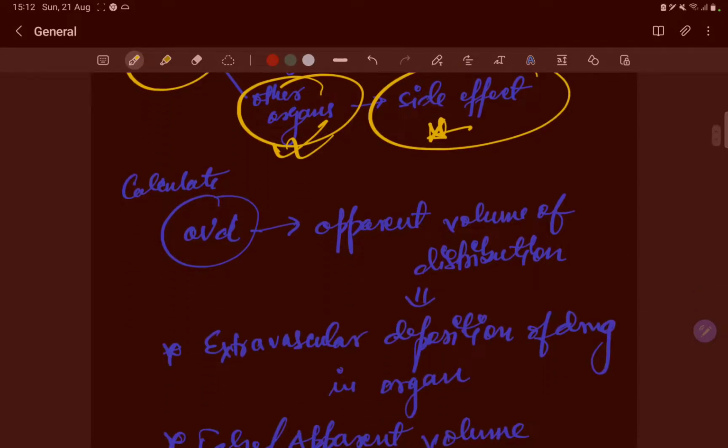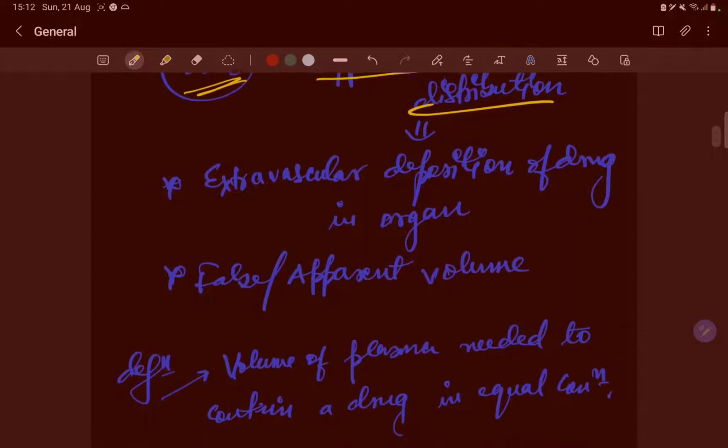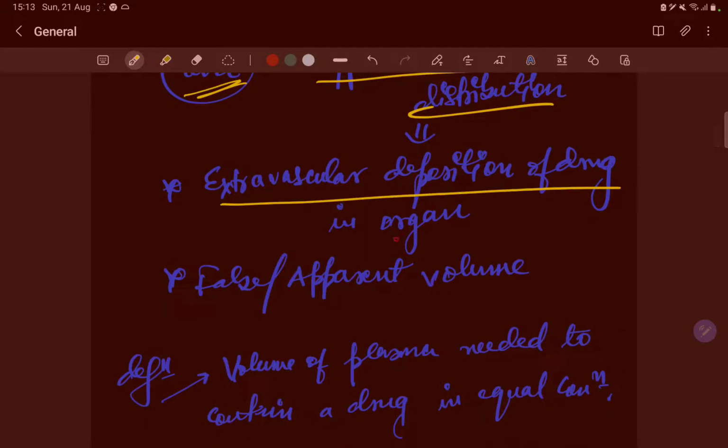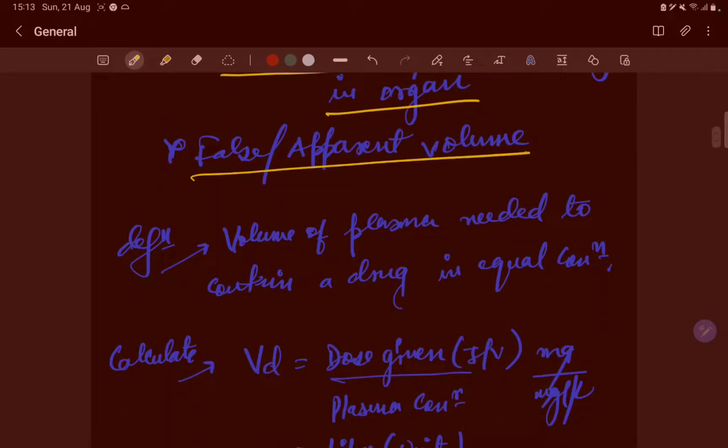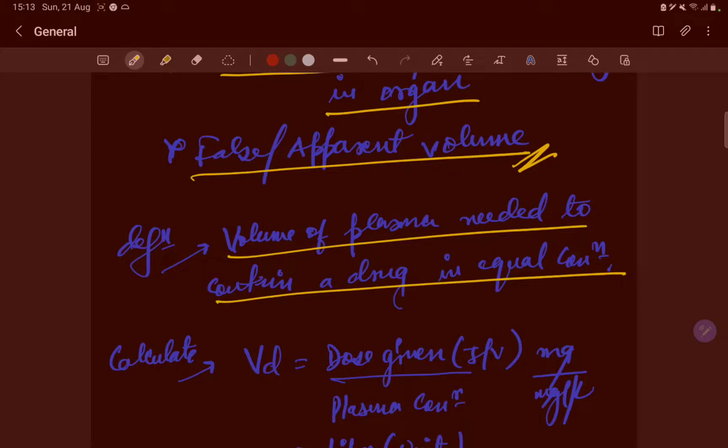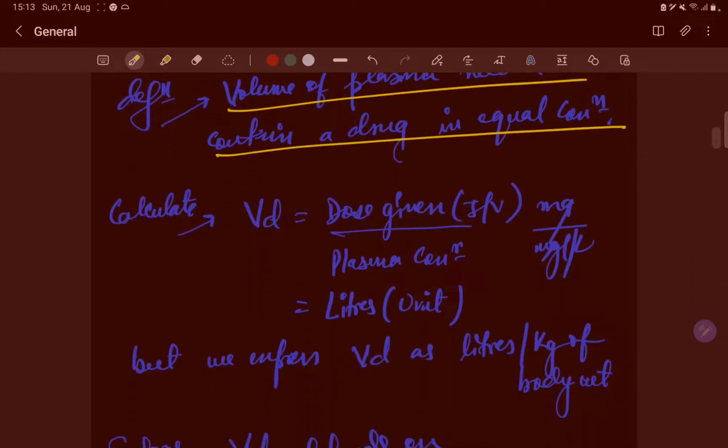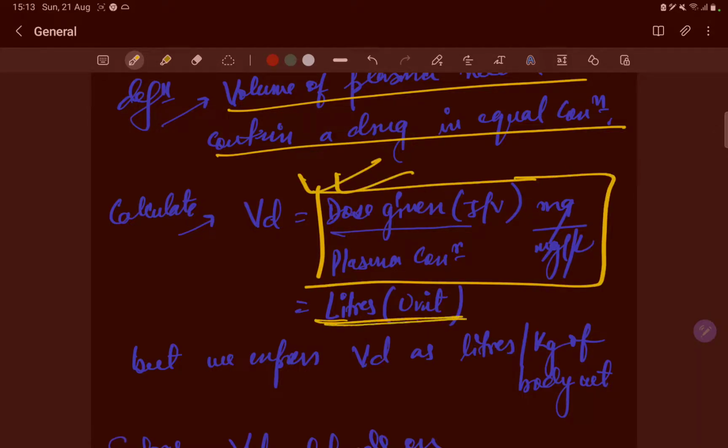And here we calculate the apparent volume of distribution. This is extravascular deposition of drug in organ. It is the false or the apparent volume. Definition is volume of plasma needed to contain a drug in equal concentration. It is a very simple definition. How we calculate it? The dose given IV by plasma concentration. So the volume of distribution, the unit is in the liters.